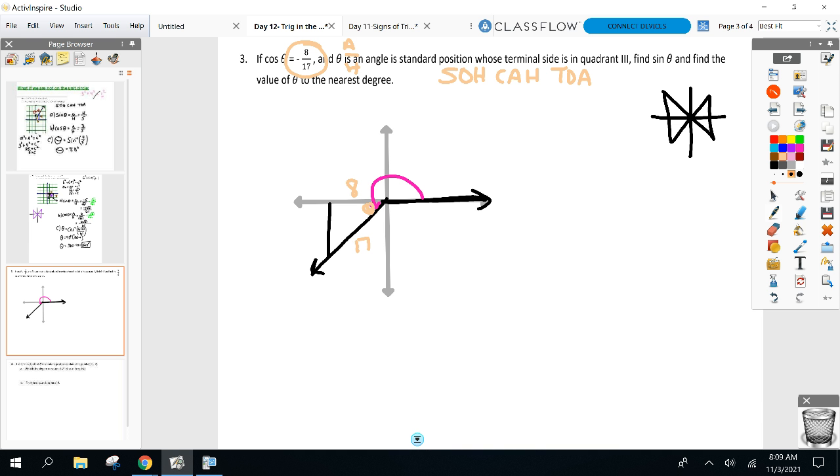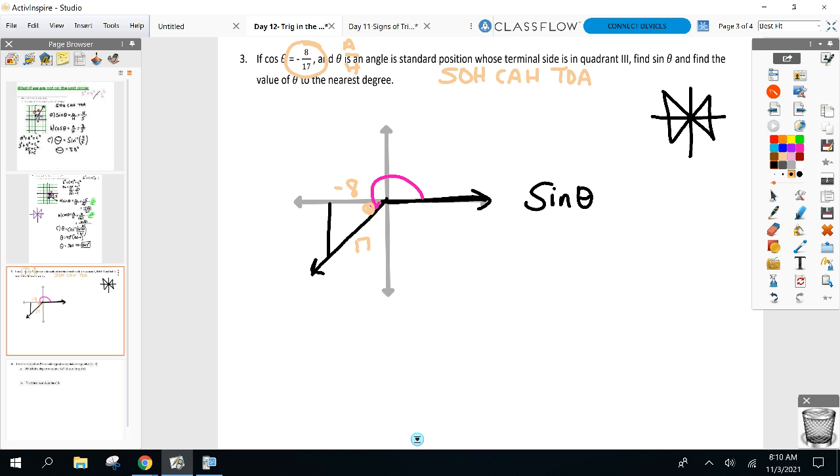Quickly look at what I have up here. Something I need to fix. Oh yeah, good. Where should the negative be? On the 8. Going this way on the x, right? That should be a negative. And I got to find sine now. What's sine theta?